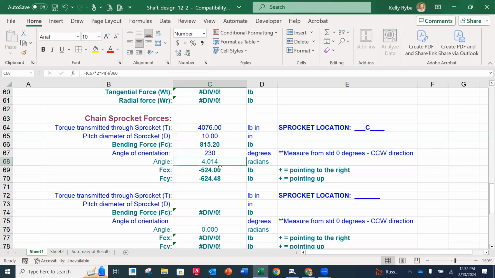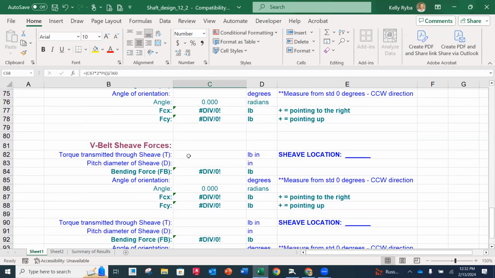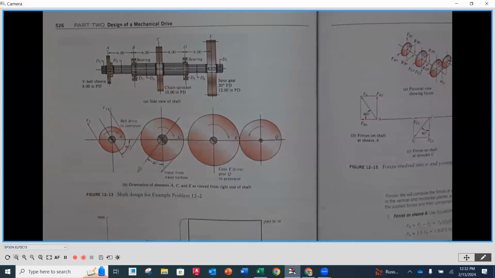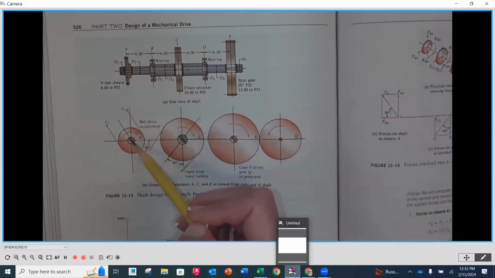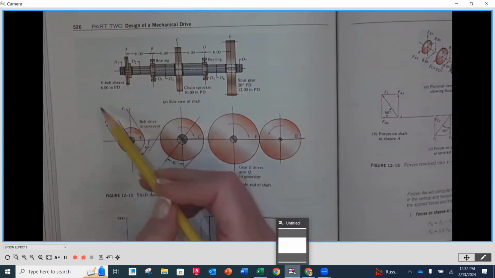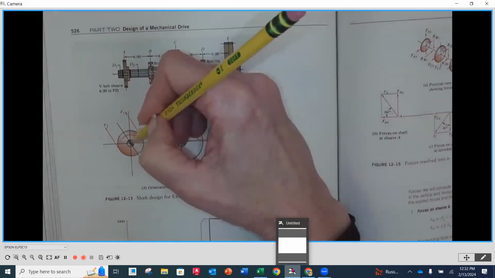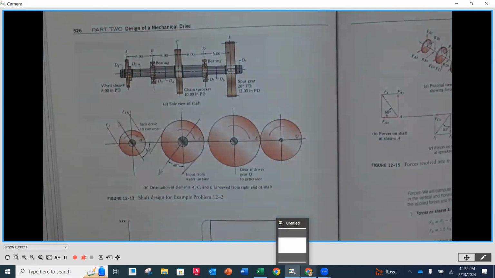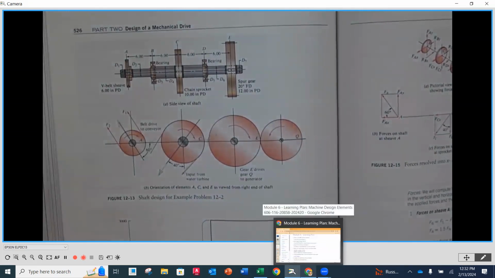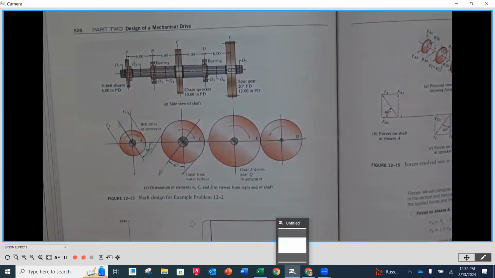All right. Then the last one that we need to do is going to be our V-belt sheave. So if we go back over here, we're going to notice the V-belt sheave is on the end right here, and it is going up and to the left. So there would be another V-belt here, and its force is going to go on center this way. Okay, up and to the left. But because it's at an angle again, we're going to have to determine what its components are.